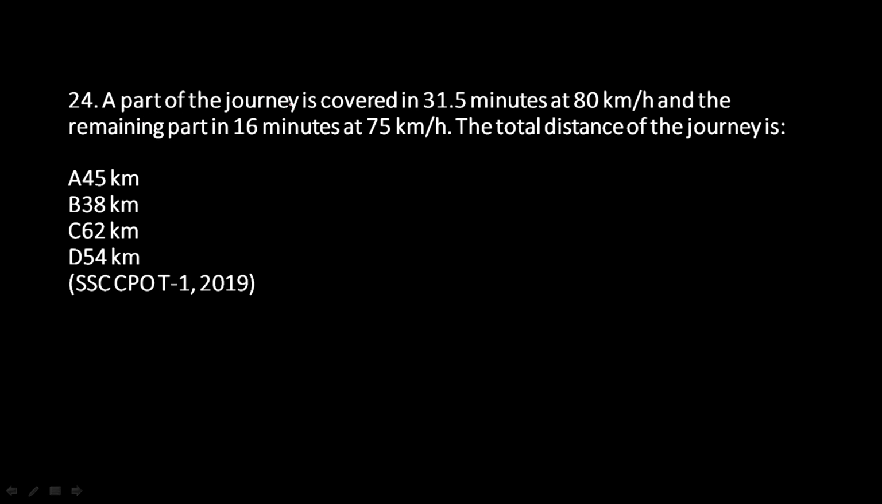A part of the journey is covered in 31.5 minutes at 80 km per hour, and the remaining part is 16 minutes at 75 km per hour. The total distance of the journey is. So how will you solve it?